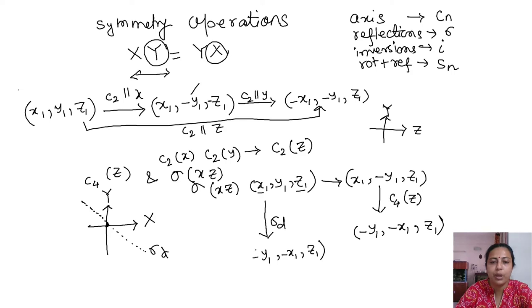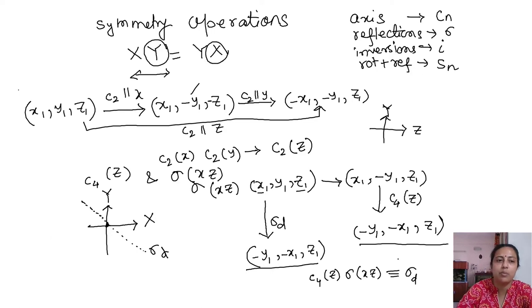Z is going to be unaltered. So this and this are the same. That means we can say that C4 along Z and a sigma XZ is actually equivalent to a sigma D plane. So the presence of any two symmetry elements is causing the third symmetry element to be generated.